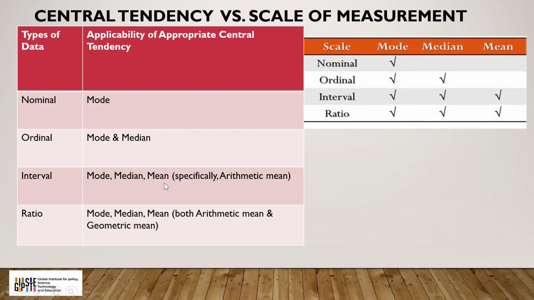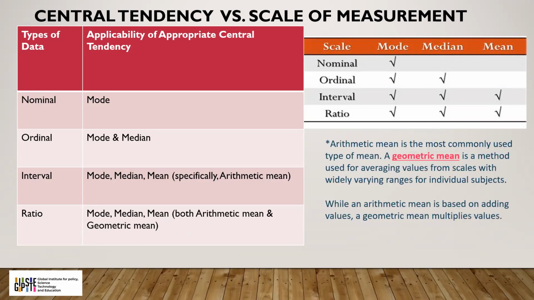But we have two forms of mean: the arithmetic mean and the geometric mean. For the case of interval, you can only apply the arithmetic mean. Then for the ratio, you can apply all the means, even including the geometric mean. So the ratio level is the highest level, and you can apply the mode, median, arithmetic mean, and geometric mean. What is the difference between arithmetic mean and geometric mean?